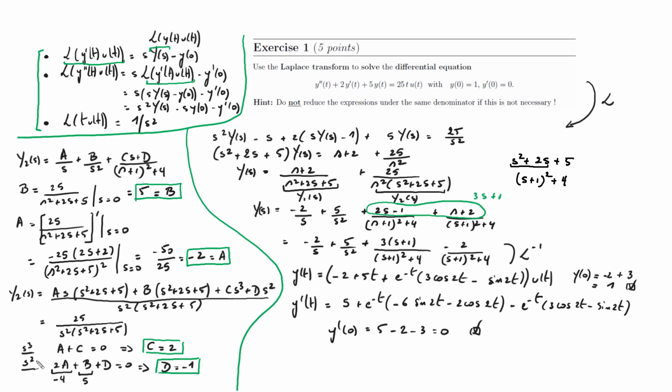Let us now have a look at the terms in s squared. You have, of course, D. Here you've got it. You have B. And you have 2 times A. A is minus 2, so this is minus 4. B is 5, so this is plus 1. In order to have 0 over here, you have D is equal to minus 1. The 0 over here comes from the fact that in y2 of s, of course, you do not have a term here in s squared.